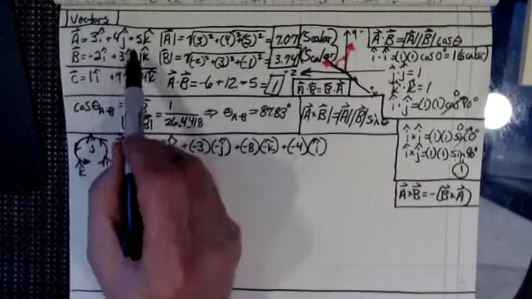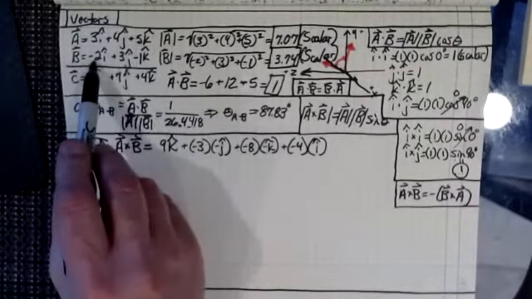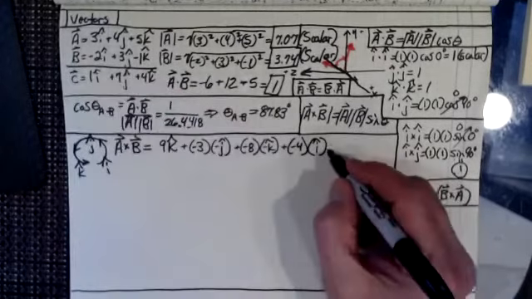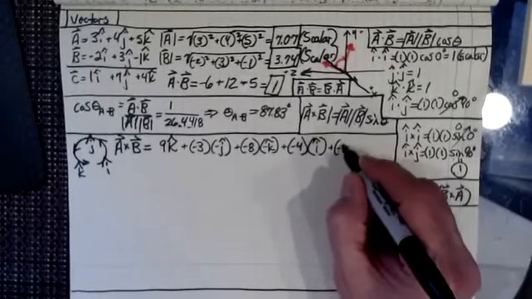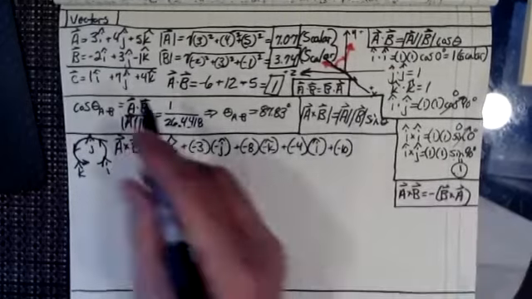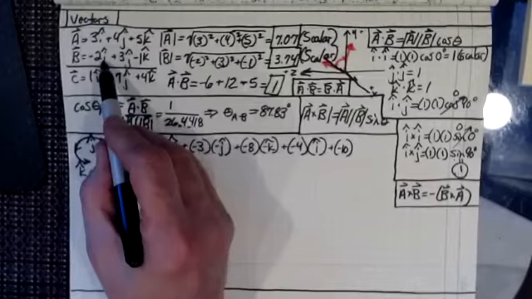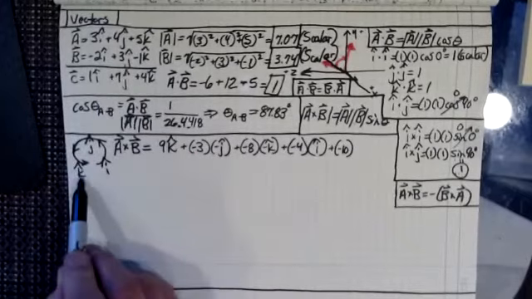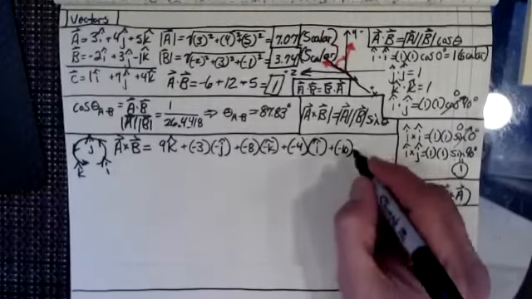Okay, so we finished that. Now let's do the last one. 5k crossed with minus 2i. 5 times minus 2 gives me minus 10. And k crossed with i, going in that direction, k crossed with i gives me positive j.